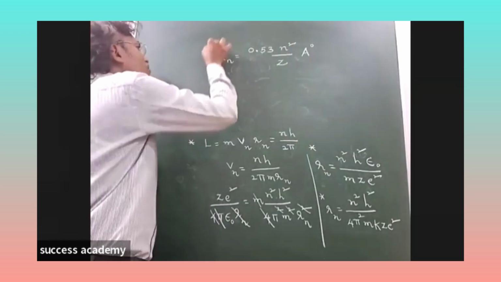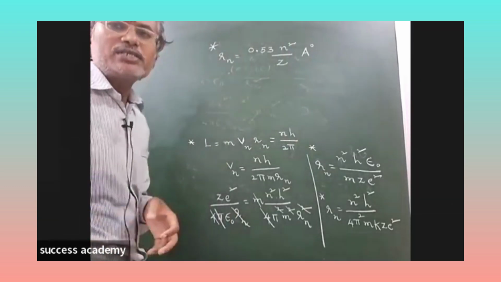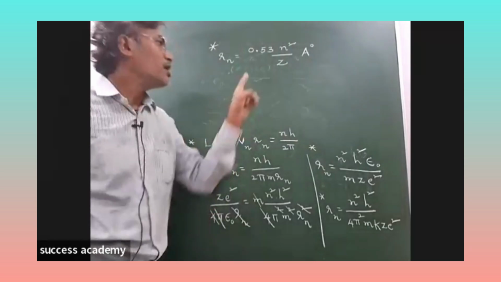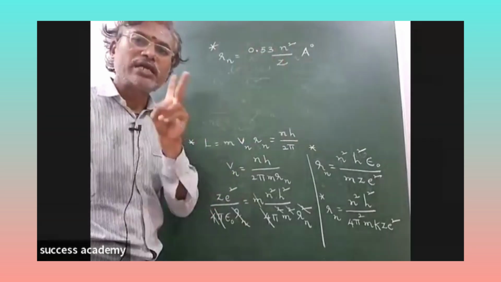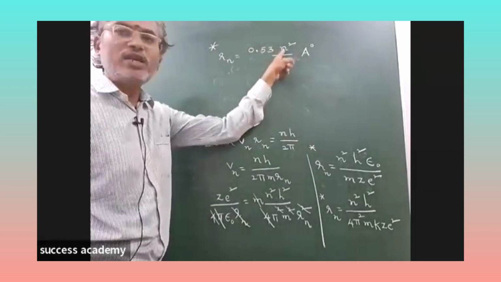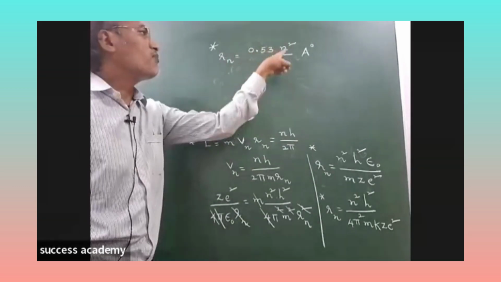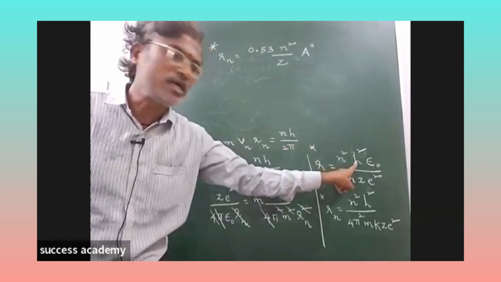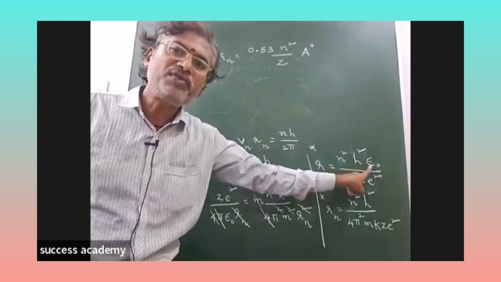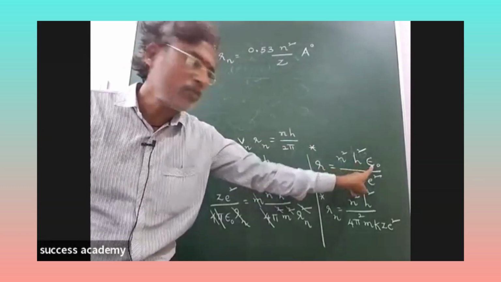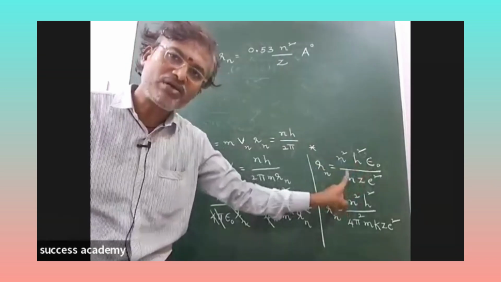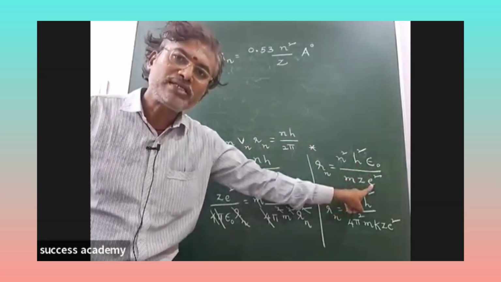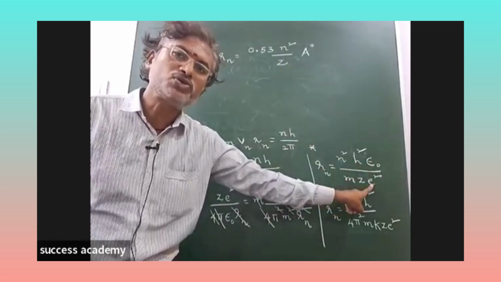This is the generalized formula for finding the radius of electron in case of nth orbit. For the first orbit, in the place of n put 1, second orbit R2 in place of n put 2, third orbit in place of n put 3. How did we get this? H is the Planck's constant, substitute there. Epsilon naught, permittivity of free space, substitute there. Then m, mass of electron, substitute there. And E, charge of electron, 1.6 into 10 power minus 19 coulomb, substitute there.